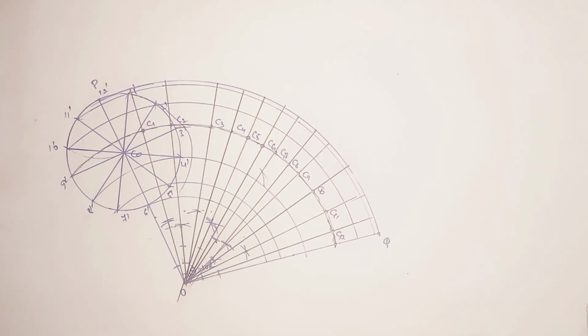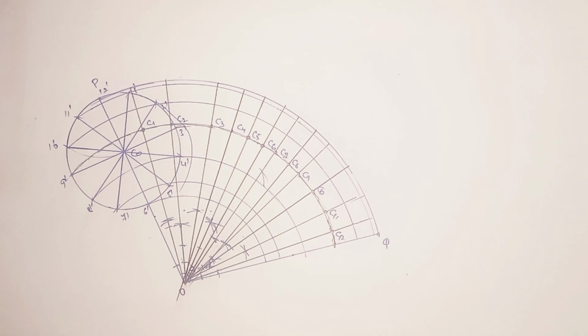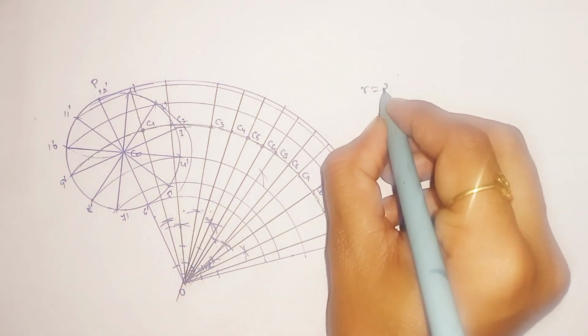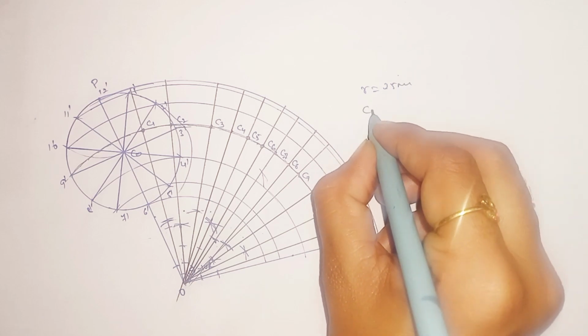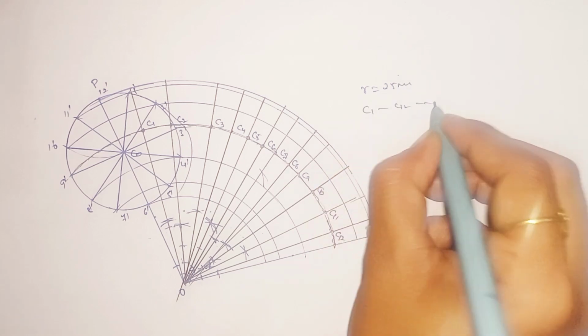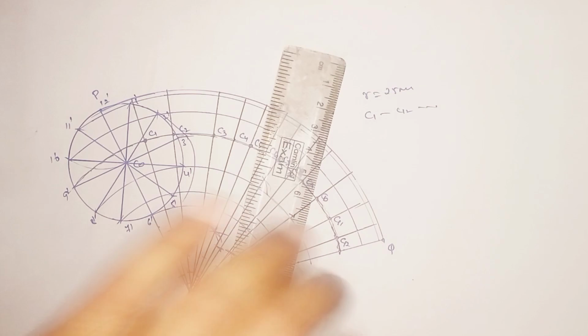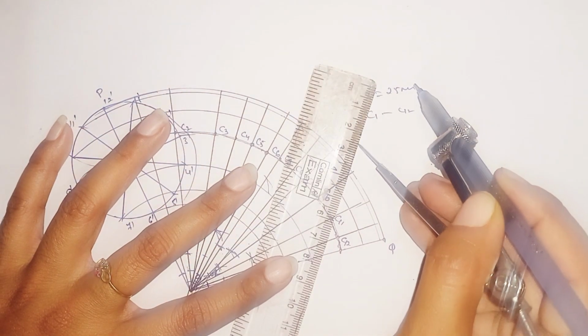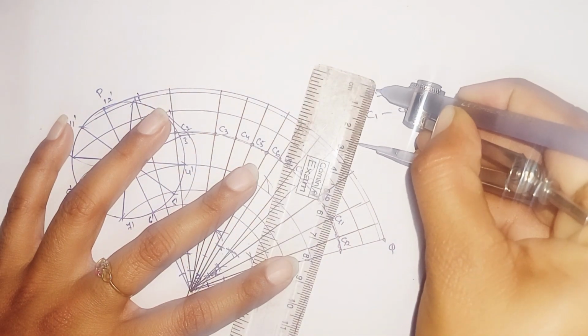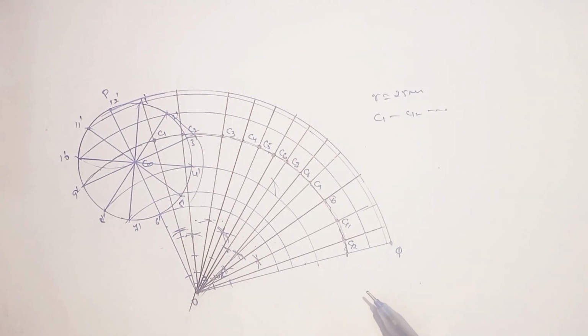Next, R is equal to 25 mm radius, and centers C1 to C12. Centers will be changed. The radius is fixed. Similarly, you have to cut the first line, second line, third line. See, take the radius equal to 2.5. This is the fixed radius. R is given in the question also.